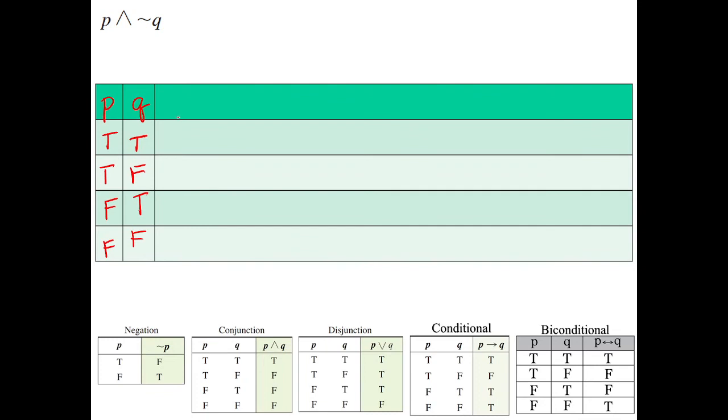Class, what should I write in the next column? Not Q. So I'll be writing not Q. This is the opposite of the Q column. Give me the truth values now. False, false, true, false, true. Correct. Opposite: false, true, false, true. Next, what will I put in the next column?